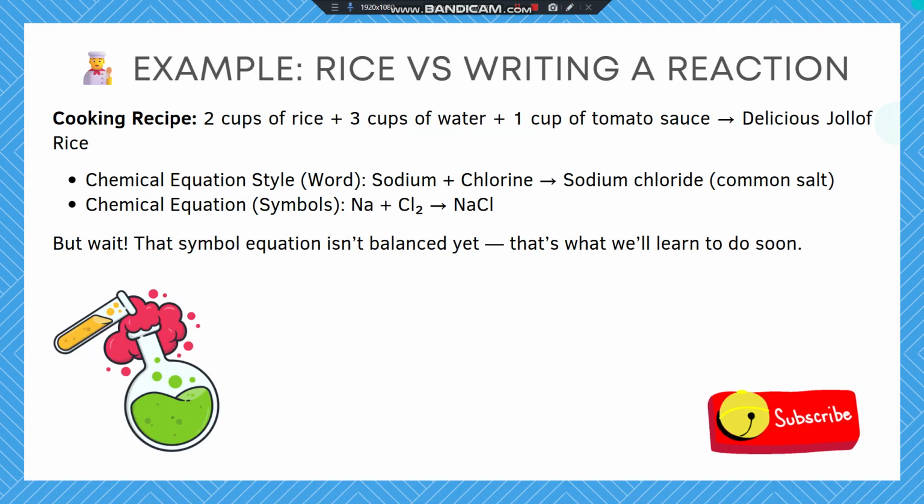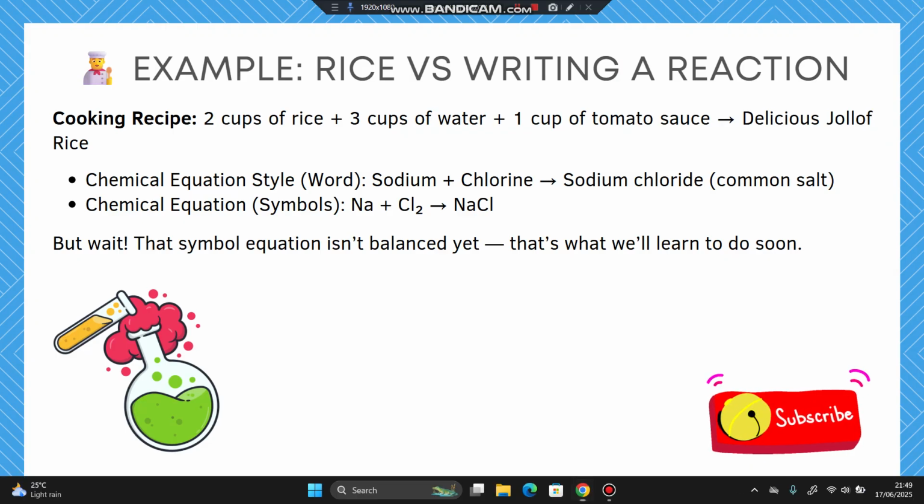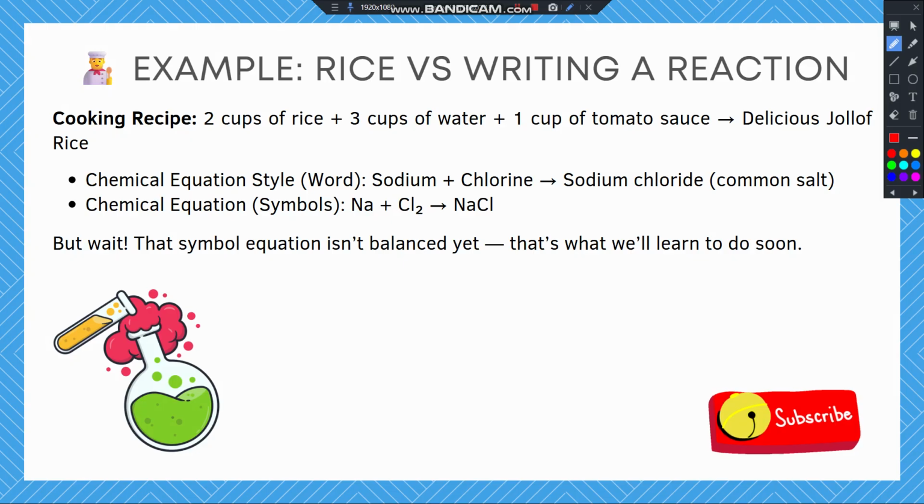I'm sure you're enjoying every bit of this lesson. So for example, you have this cooking recipe on the screen right now that says you need to add 2 cups of rice, 3 cups of water, 1 cup of tomato sauce. Just an example to make delicious jollof rice. So if you are to use the chemical equation style, the word format, you would simply say sodium plus chlorine will give us sodium chloride.